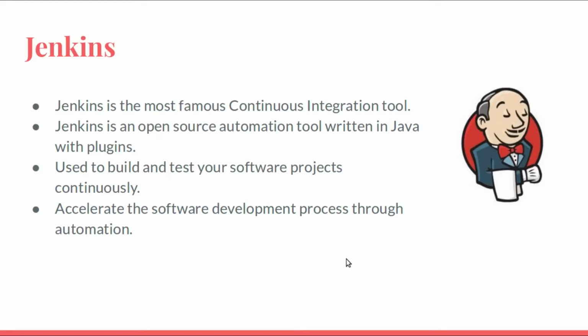Today we are going to discuss installing Jenkins in Ubuntu OS. Jenkins is an open-source automation tool written in Java with plugins. It is a famous continuous integration tool. It is used to build and test your software projects continuously.